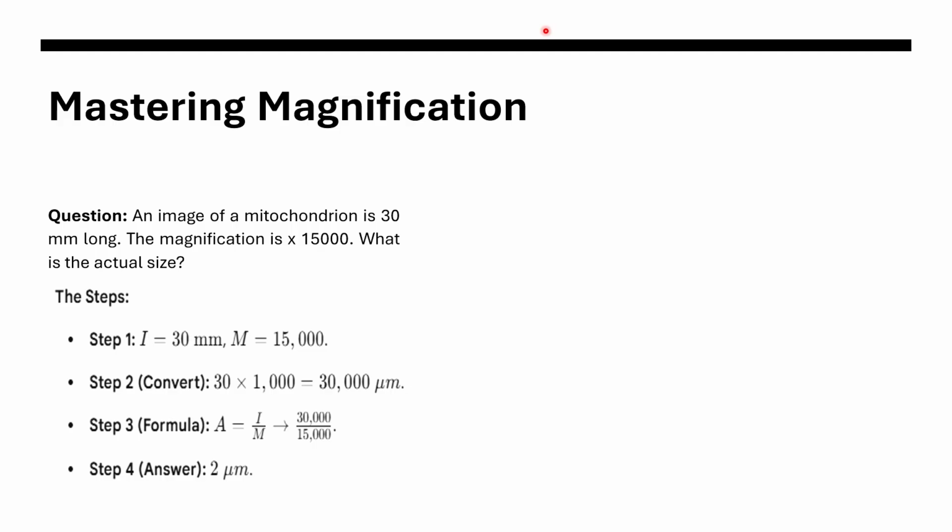First of all, do not panic. Just follow 4 easy steps. First, identify your variables. What do we know? We have the image size, that is 30 millimeter long, and we also have the magnification M, that is 15,000x. The question is asking for the actual size. If we look at our IAM triangle method, we know what to find. We need to find actual size, that is A, so we need to divide I by M.